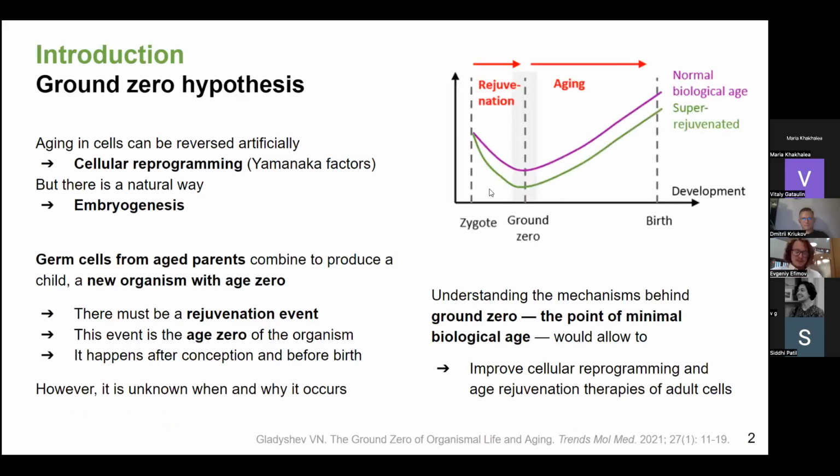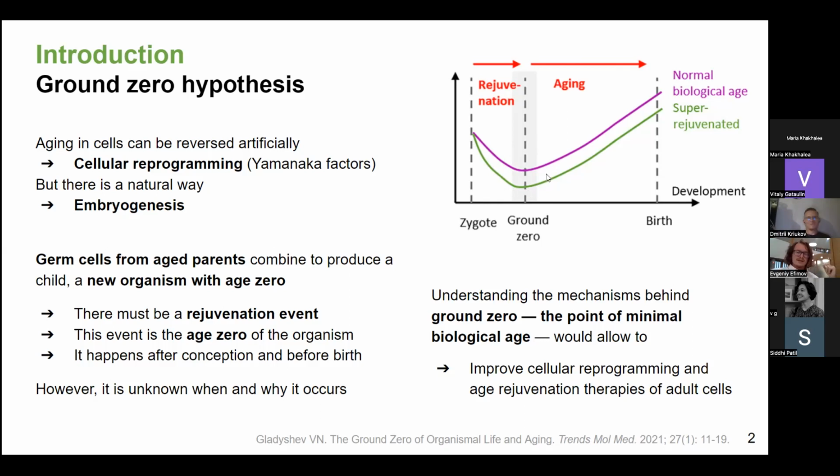Over the past few decades, it has become evident that cells can be rejuvenated artificially in the process of cellular reprogramming by applying some transcription factors or chemicals, such as, for example, the Yamanaka factors. But in fact, nature has already been rejuvenating animals and basically every other organism for a very long time during the process of development. For example, during embryogenesis in animals, cells from two quite aged organisms' parents fuse together to give rise to a completely new young organism. And then there must be some rejuvenation event somewhere along the way, which would correspond to the point of minimal organismal age.